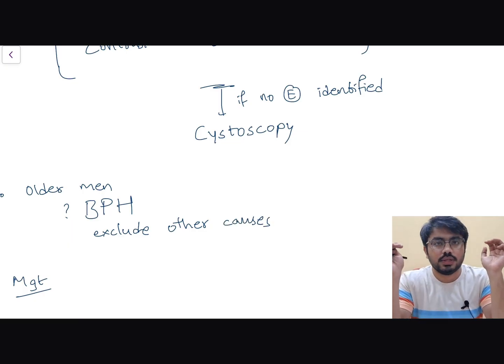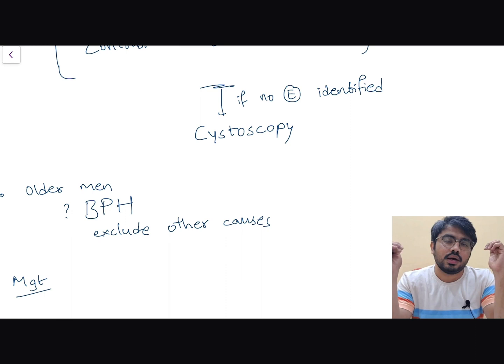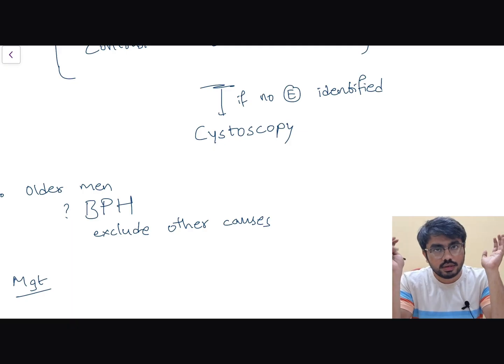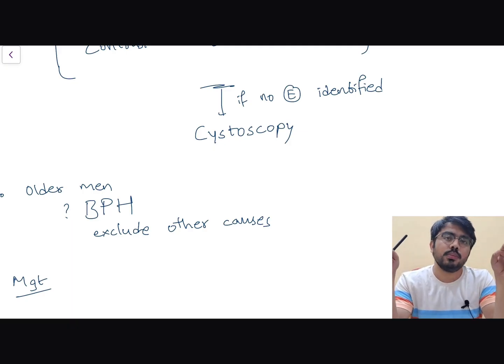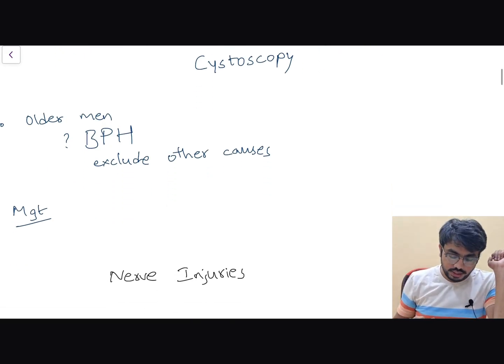Why am I telling you this? Because many elderly males are going to develop benign prostatic hyperplasia. We have to diagnose hematuria due to BPH only after excluding other causes. Okay. Now, what is the management?